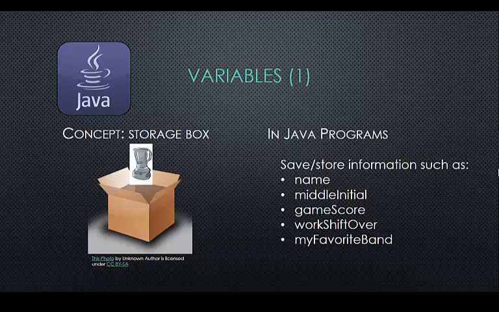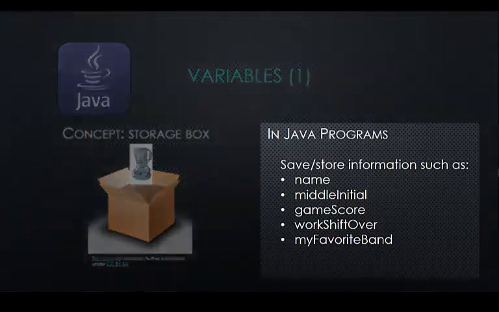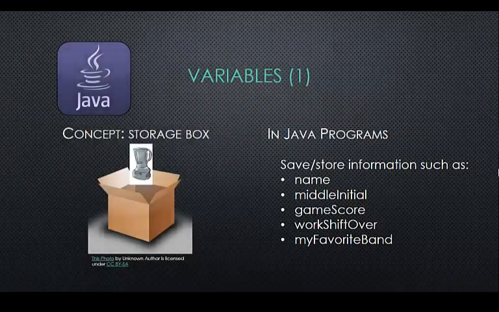Here are some other Java program examples. We might need to save somebody's name, their middle initial, a game score, whether or not their work shift is over, and the name of my favorite band.